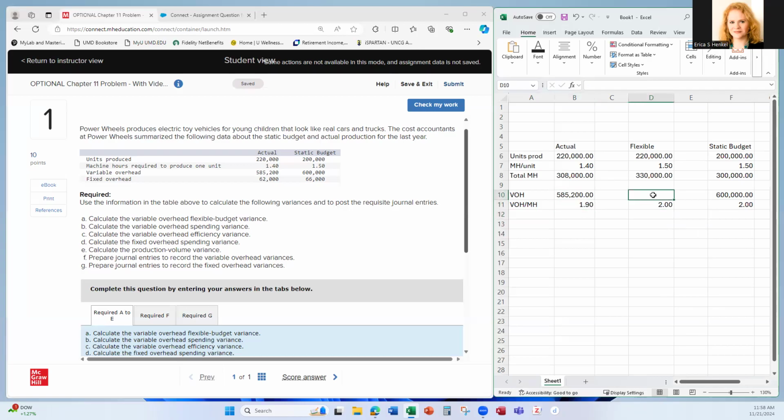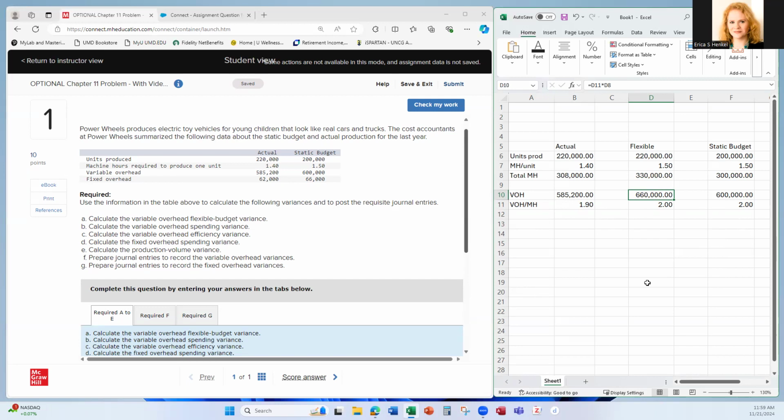Times our total machine hours, right? So if this is this divided by that, then we can take this and multiply it times that to get this, right? So equals D11 times D8. That gets us 660,000 for expected variable overhead. So variable overhead per machine hour times the number of machine hours to get rid of that divisor there will get us the variable overhead. So we're just reversing through algebra here.